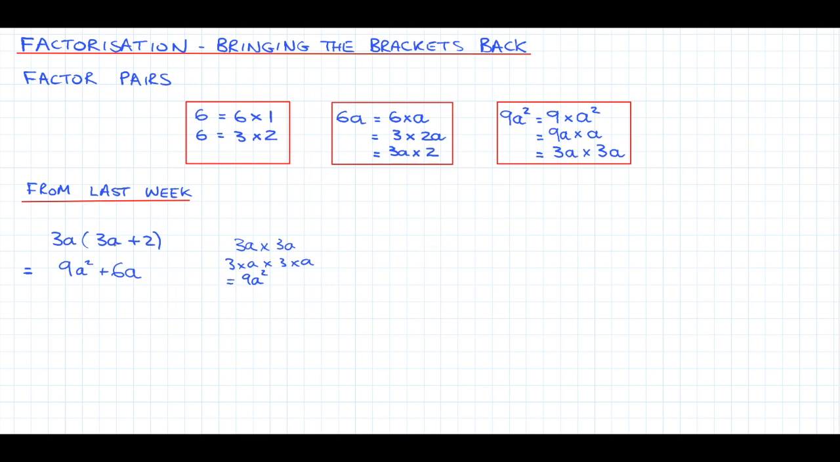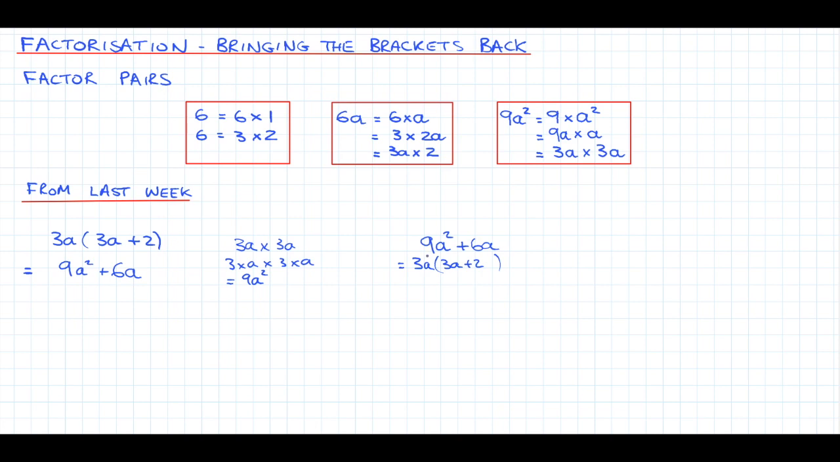So do you agree if 3A times 3A plus 2 is equal to that, then we can say, okay, 9A squared plus 6A is equal to 3A, and inside the brackets, 3A plus 2. So that's going the opposite way. That's bringing the brackets back. Now let's see what we did. What steps would we take?